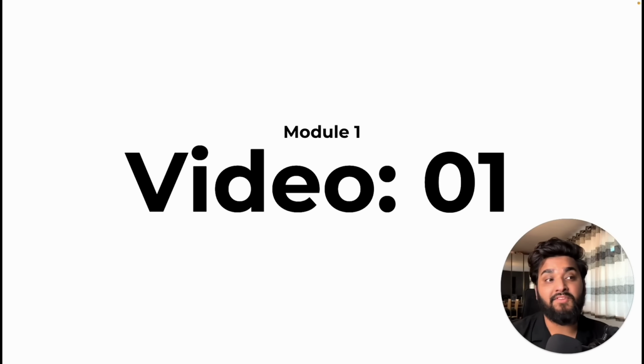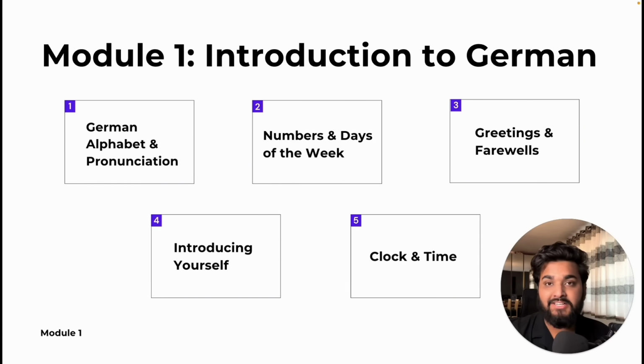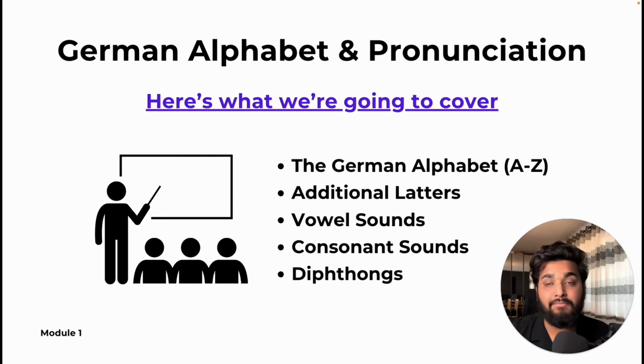So welcome to the first video of module number 1. Before we start with our main video, let's talk about which videos we are going to cover in this module. Module number 1, Introduction to German. In this module, we are going to cover 5 videos. The first video is German alphabet and pronunciation. In the second video, we will talk about numbers and days of the week. In the third video, you can see greetings and farewells. In the fourth video, we are going to talk about introducing yourself. After completing this video, you can proudly introduce yourself in German. And lastly, we'll talk about the clock and time system in German. So let's continue with our first video, which is German alphabet and pronunciation.